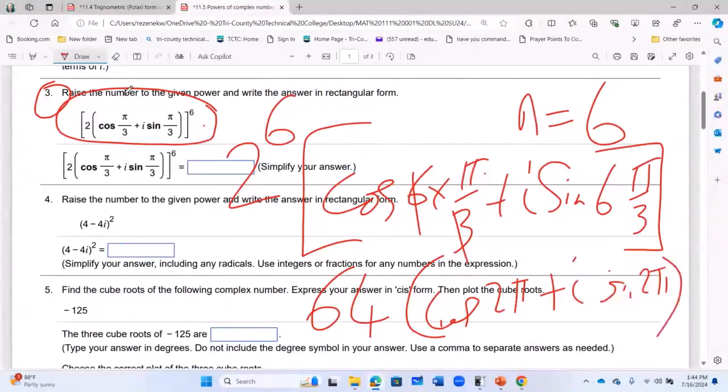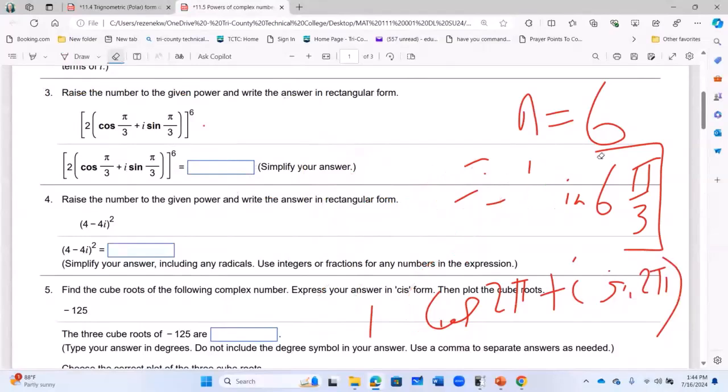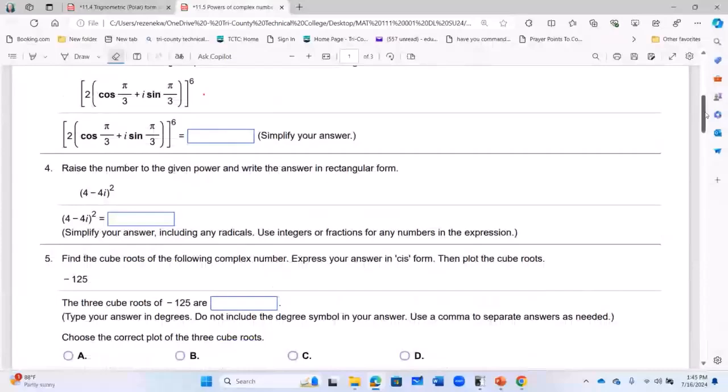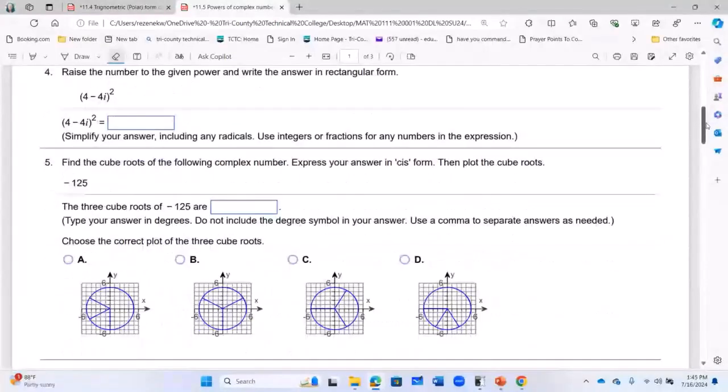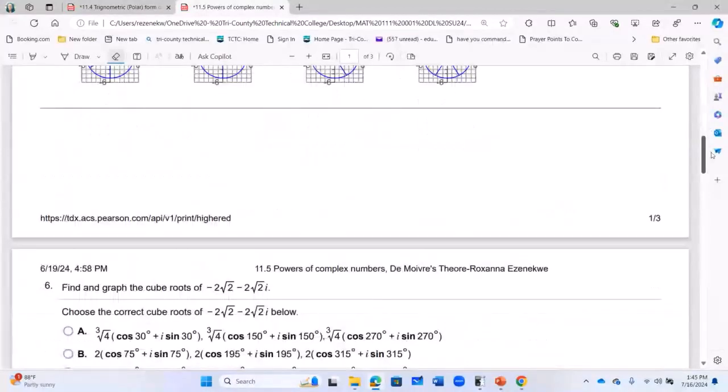In number 4, the original question is in rectangular form. So the first thing I have to do is convert. Actually, we can expand this, we have already done something like this. But let's get one that is in another form. Let's do something like find the cube root. I'm not doing the cube root of that for now. So find the cube root.